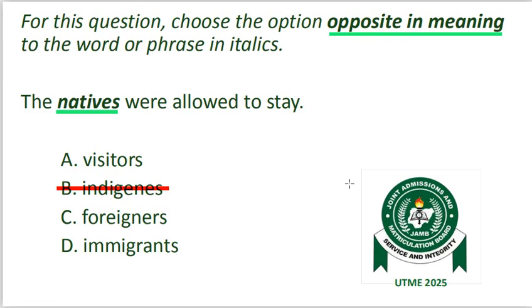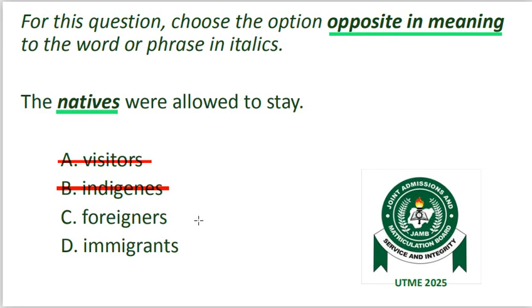Let's begin with option A, visitors. Visitors are like guests. When you say someone is a visitor in another country, that means the person is just coming to visit and will leave very soon. So a visitor is staying temporarily. It is not the visitors.